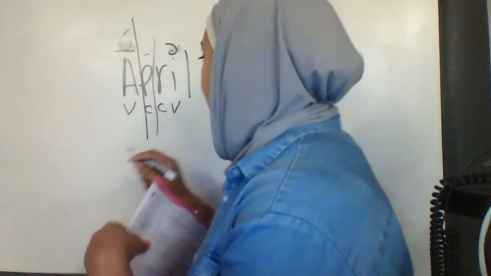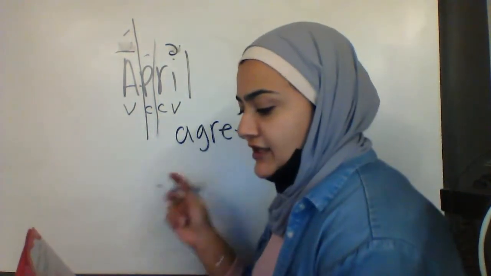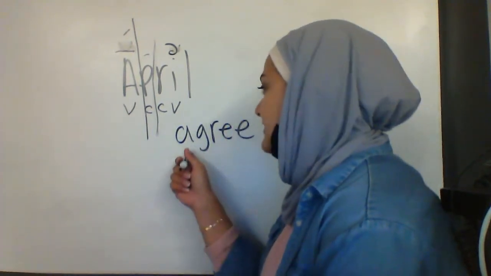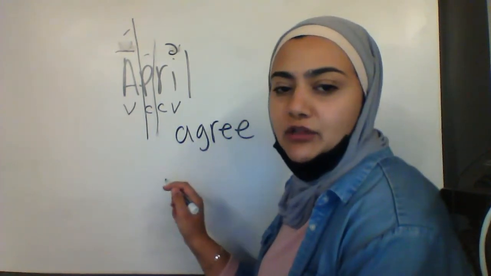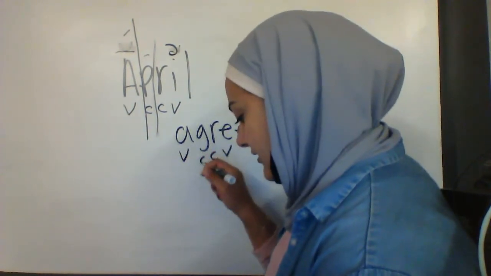All right, in the VCCV pattern, the accent may be on either syllable. Let's try a word in which the accent is on the second syllable. Let's look at this word. This word is agree. Agree. The first thing I'm going to do when I code this word is look for the vowels, the V, C, C, V, just like that.